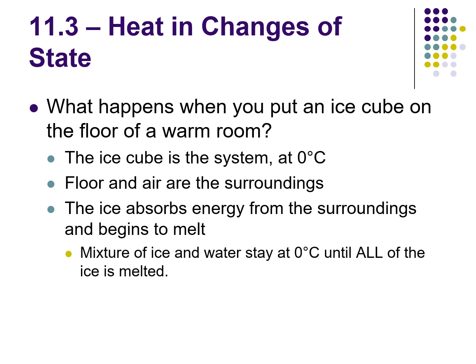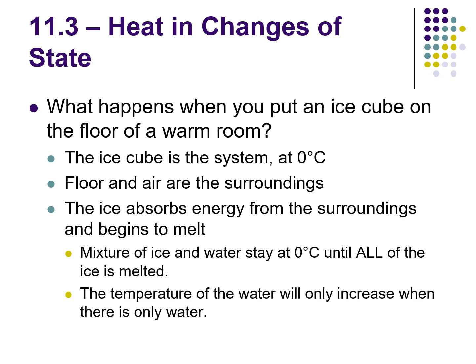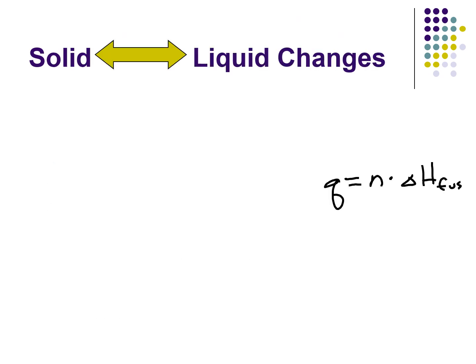Now, here's the part that people may not know. That melting ice-water mixture will actually stay at 0 degrees Celsius until all of the ice is melted. Only when all the ice is melted will the temperature of the water go up. So what we find with heat change is that if there is a phase change, temperature remains constant. All that heat is going to change the state, not to raising the temperature.